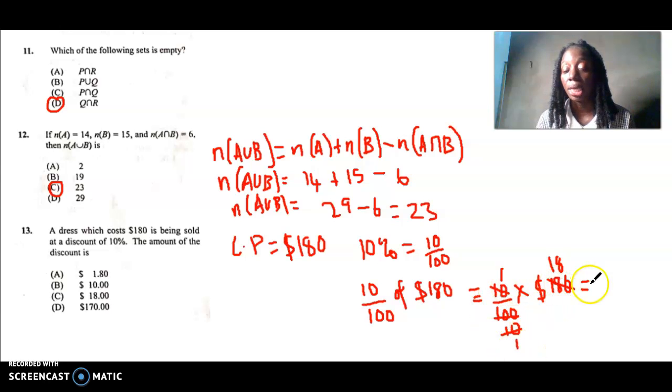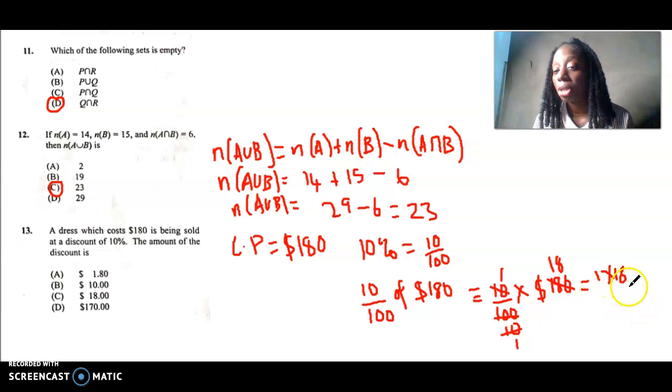All right, so when I check my numerators and denominators, I realize that these are the only numbers that are left. So I will now find the product of the numerators, that is 1 times 18. In the denominator I will have 1. If I want to change $180 to a fraction, then I would simply divide it by 1. So of course the denominator would be 1 as well. So therefore my discount is $18.